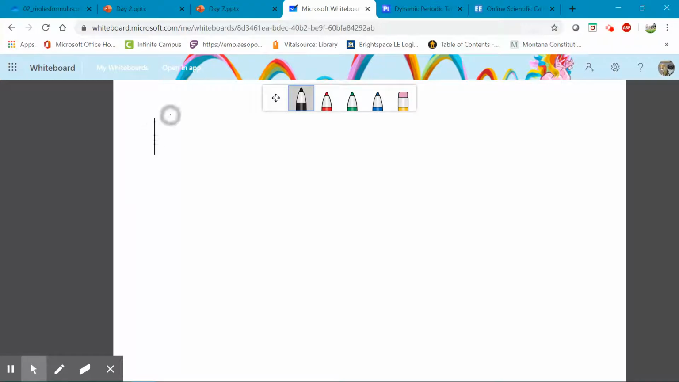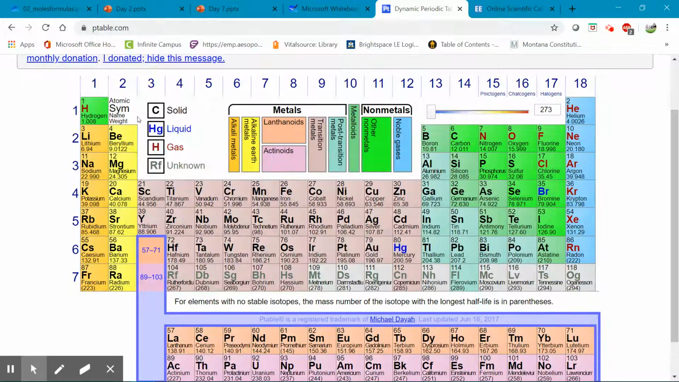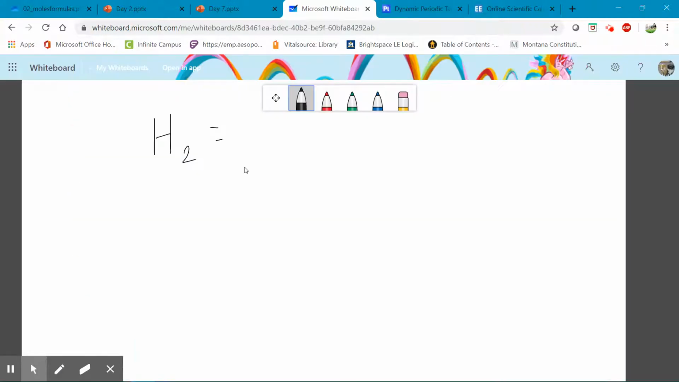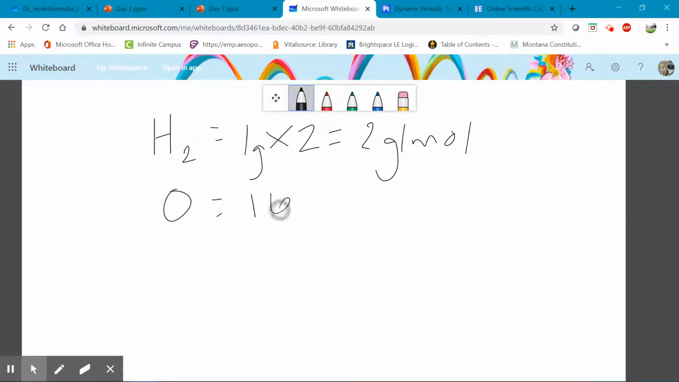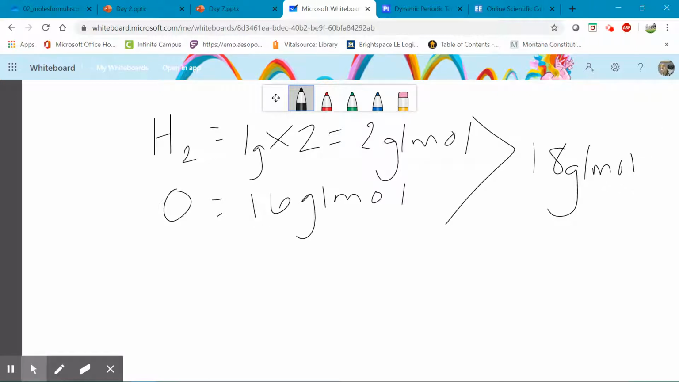molar mass. So we'd start off by finding H2, which we know from our periodic table that hydrogen has a molar mass of 1. And so H2, so you take 1 times 2, and that's 1 gram per mole times 2 because there are 2 hydrogens. We have 2 grams per mole for the hydrogen, and then 1 oxygen, which is 16 grams per mole. And adding that together, the molar mass of water is 18 grams per mole.